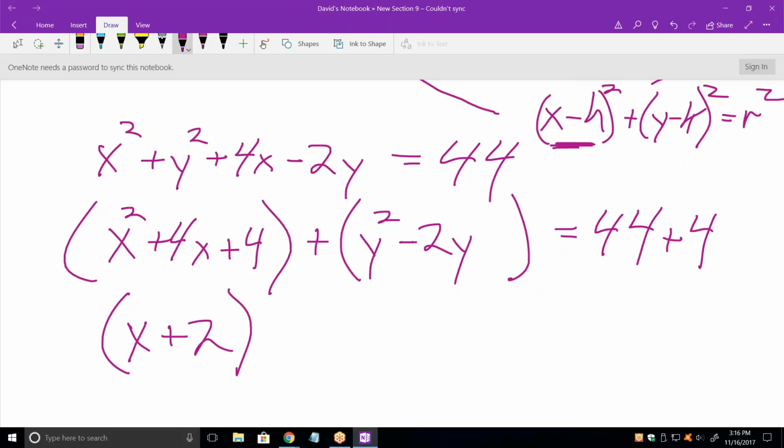You see that? In other words, whether it's x plus or x minus depends on the sign of the middle term. If it's plus, then it's plus. If it's minus, like it's going to be on the y, then it's going to be a y minus.